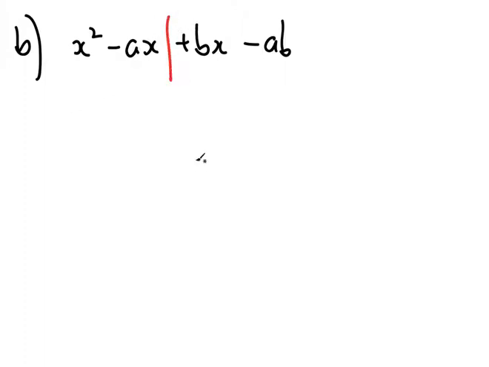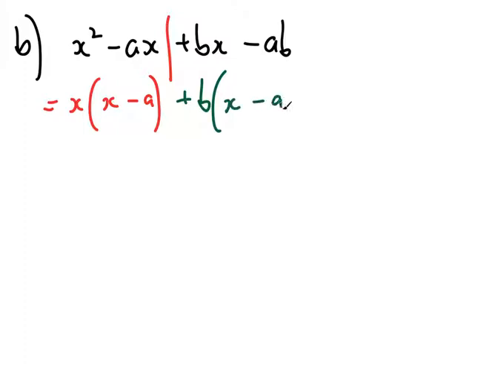So grouping in pairs, split it down the middle. My first pair here, x squared and ax. So in common here I have an x, so I get x times x minus a. And for my second pair out the back here, the common factor is the b, and then I've got x minus a in brackets there. So you will notice x minus a featuring there again. So to factorise these, the common factor you want at the front is x minus a.